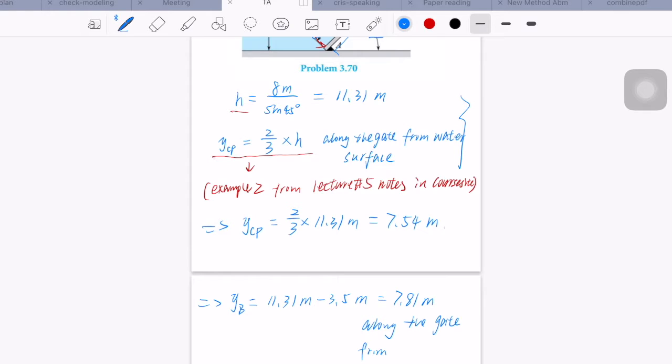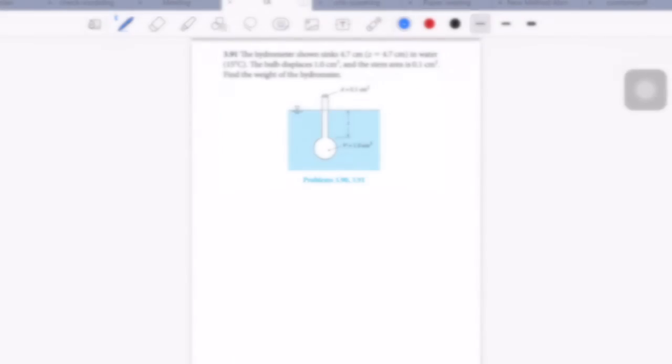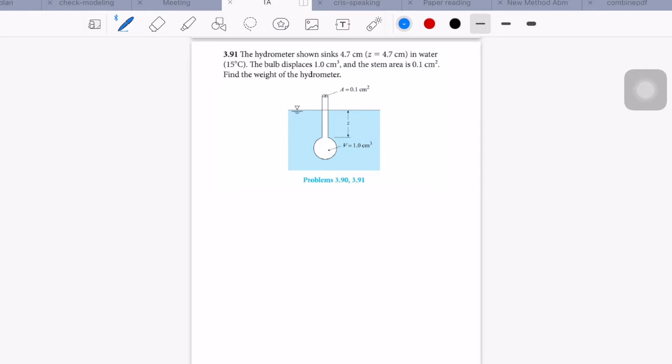So we know that the YB is greater than the YCP, so the gate is unstable. We finished this problem. For the second problem, we need to find the weight of the hydrometer.